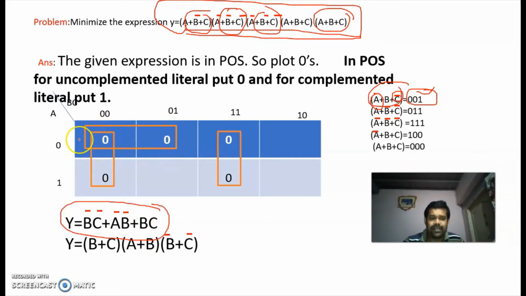The expression for this one is A bar B bar. For this one, B bar C bar. For this one, BC. So you have to convert this expression to POS. Converting means if you are having bar, no need to put bar. If you are having and, make it to or. If you are having plus, make it to and. So this is the expression what you are getting.